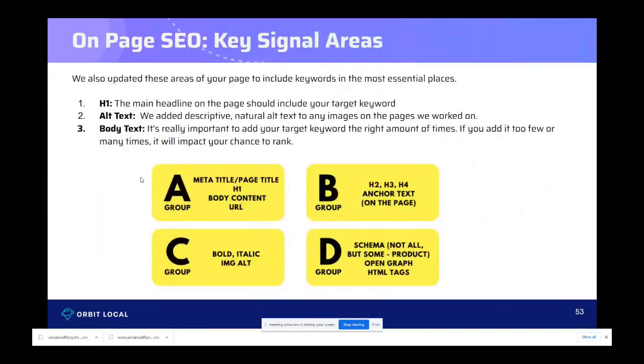You also want to look at your key signal areas. We've already talked about your title tag, your page title. You also need to think about your body content, the URL, all those things we just mentioned. You have to think about your headings on the page, the hypertext you're using when you have clickable links. You want to think about your bold and your italics. Those things are important to add in the right amount of times. And I know this really seems like old school SEO, but these are all things that you have to look at because they are ranking factors.